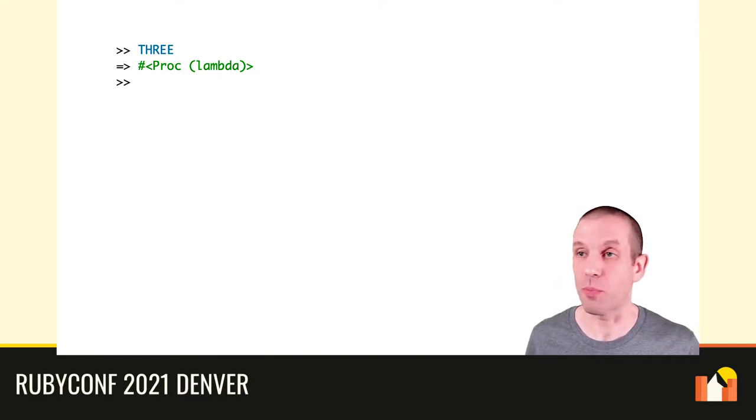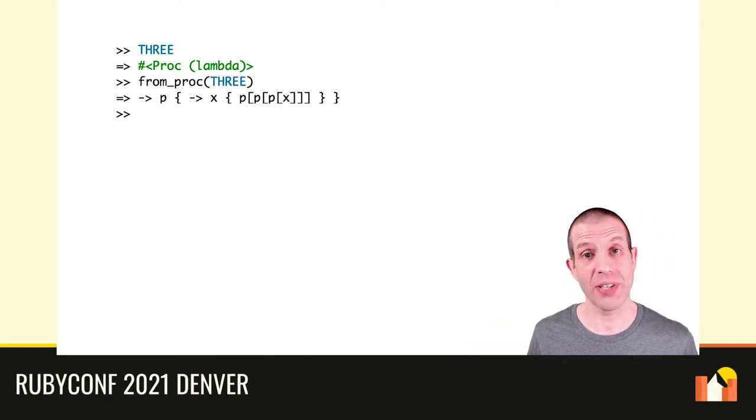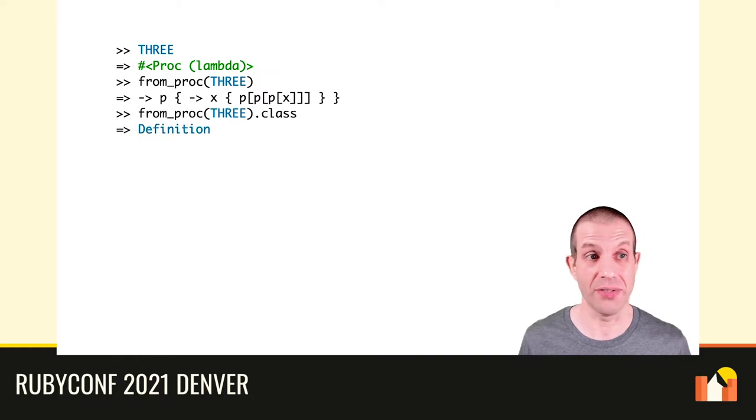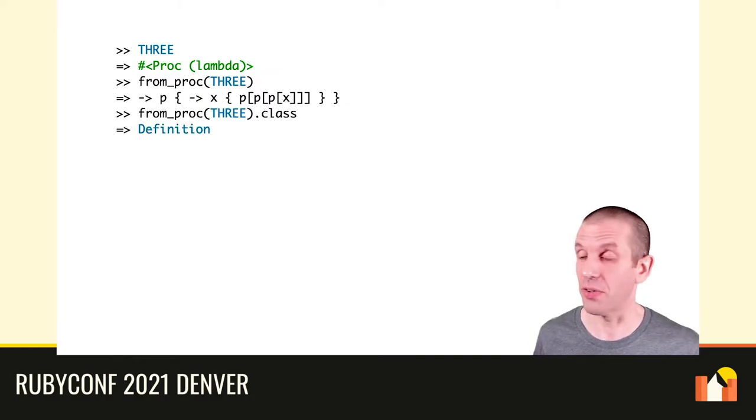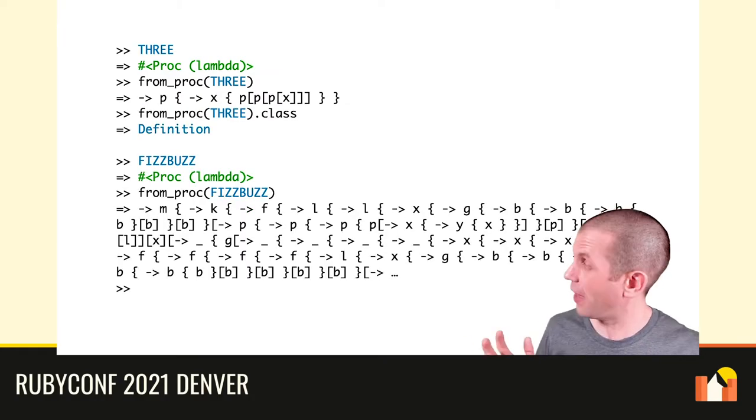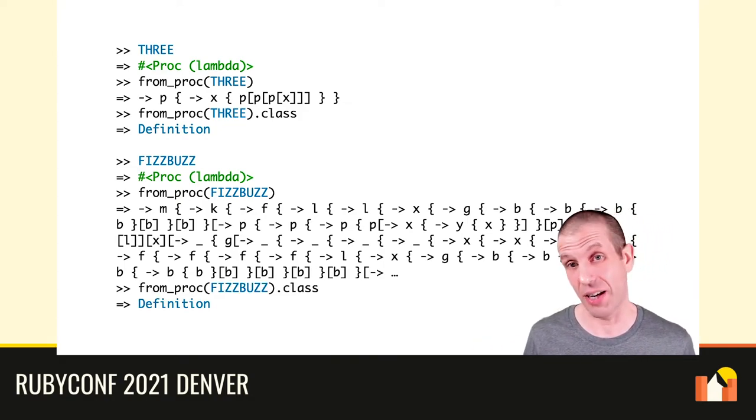Now we can convert the proc encoding of 3 to our own representation. You can see that that's an instance of our definition class. And likewise for the proc encoding of FizzBuzz, there's our converted version and that's a definition object too.